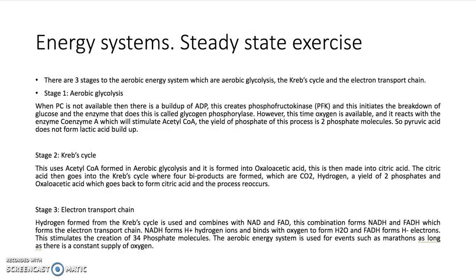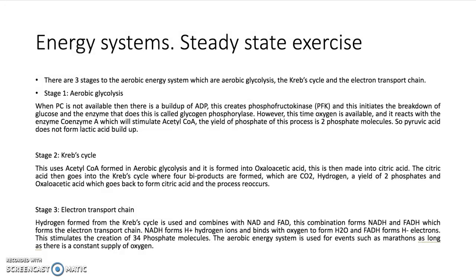Stage 2. The Krebs cycle. This uses acetyl-CoA formed in aerobic glycolysis, and it is formed into oxaloacetic acid. This is then made into citric acid. The citric acid then goes into the Krebs cycle, where 4 byproducts are formed, which are CO2, hydrogen, a yield of 2 phosphates, and oxaloacetic acid. The oxaloacetic acid goes back to form citric acid and the process reoccurs.